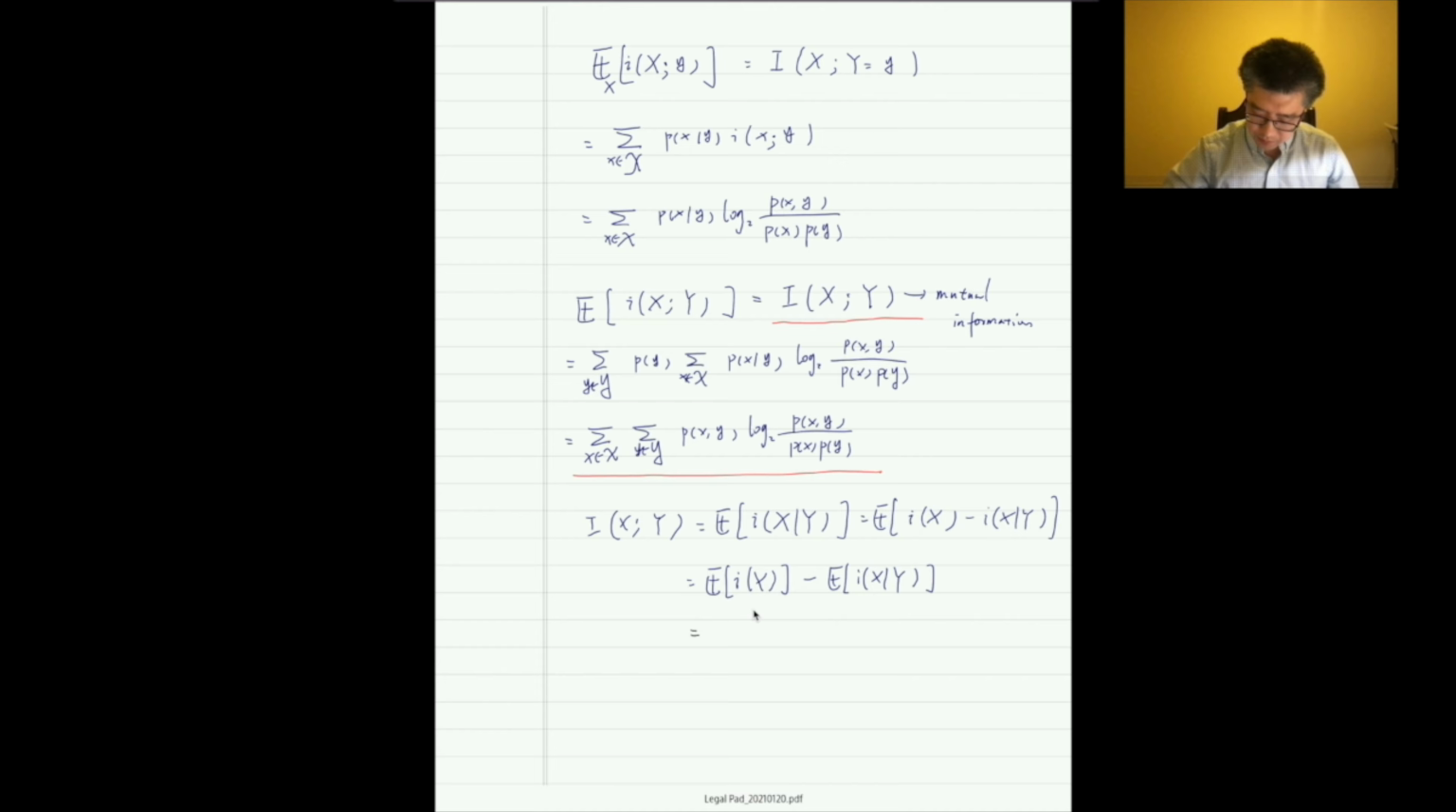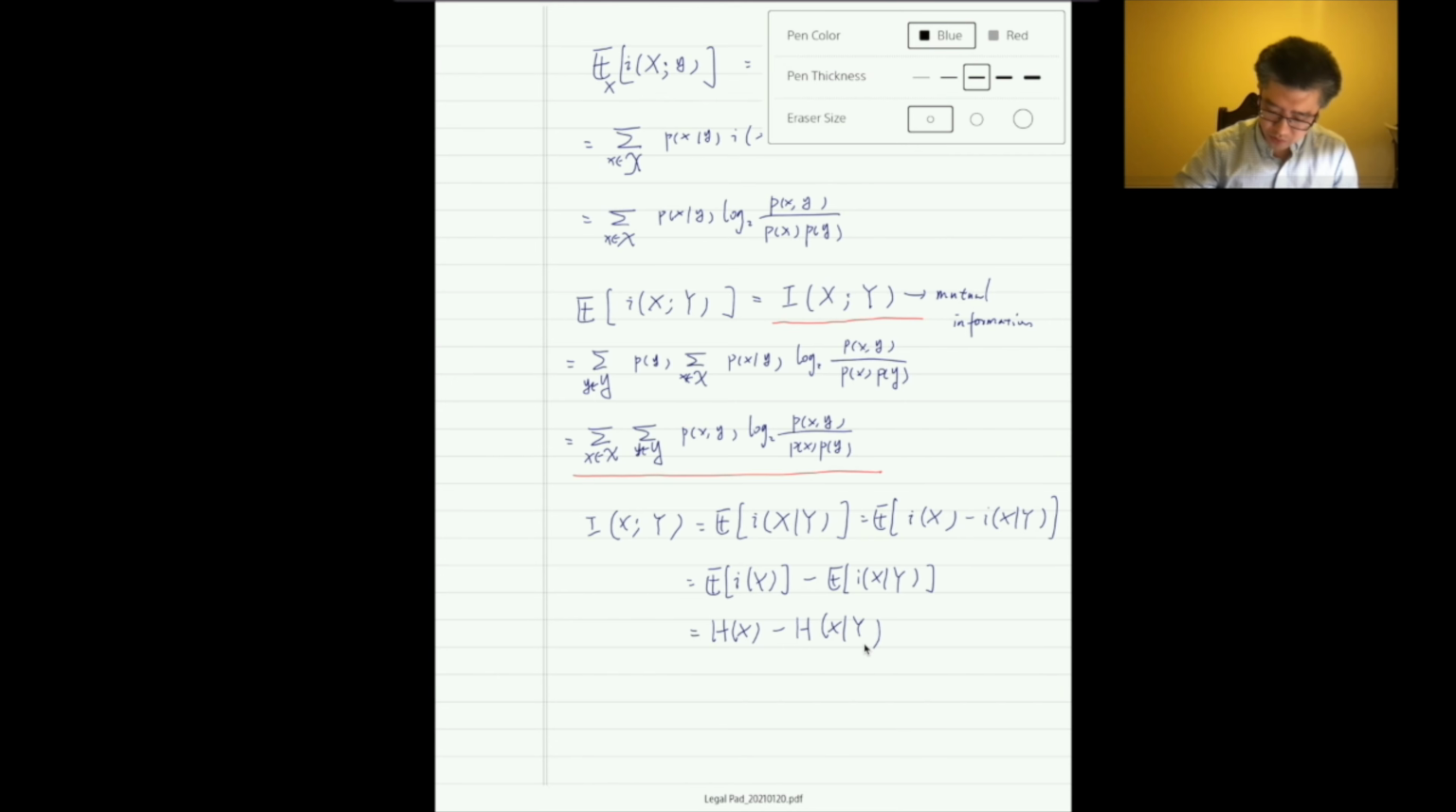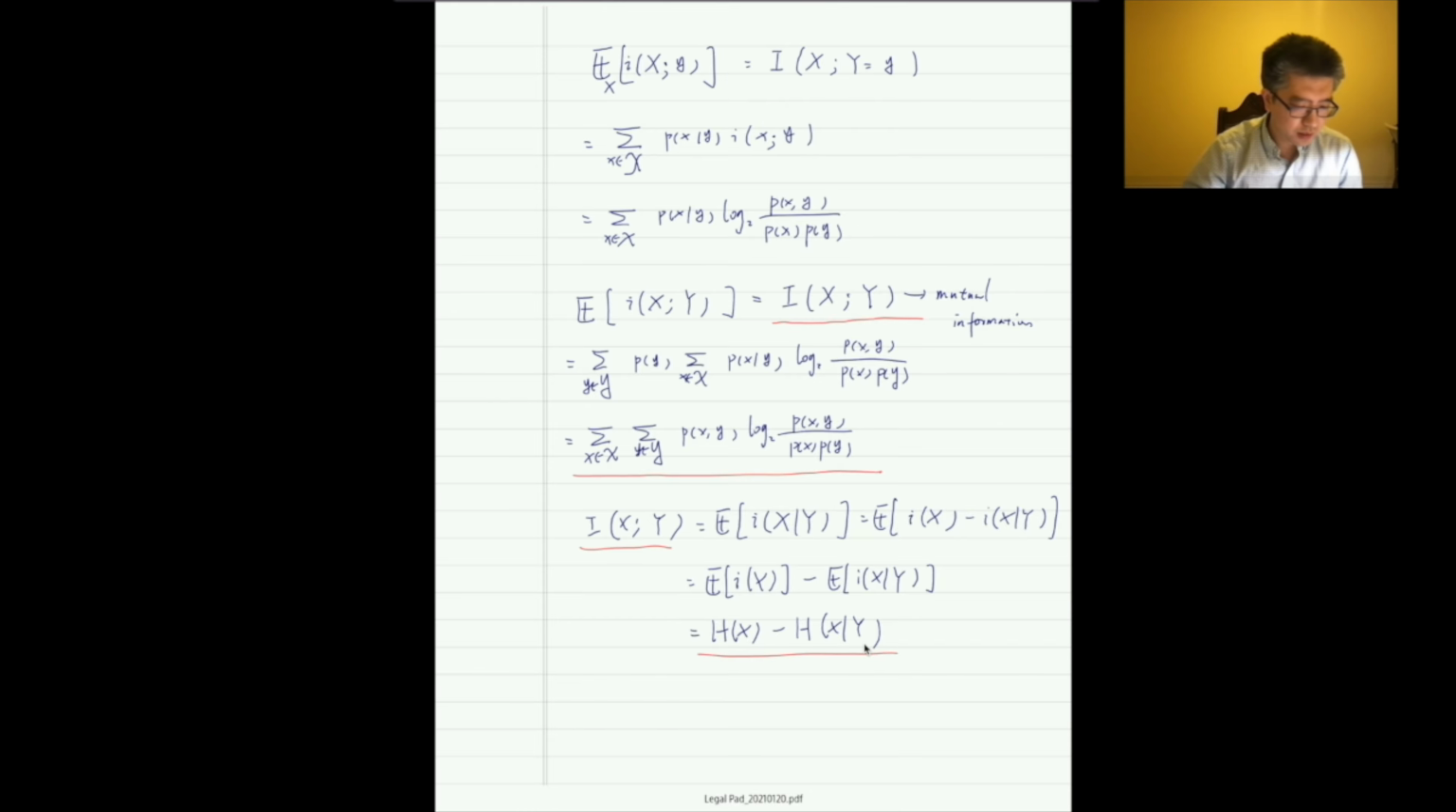The first term is nothing but the entropy of x, and the second term is nothing but the conditional entropy. Therefore, you can see that the mutual information basically means the uncertainty of x minus the uncertainty of x given y. It means the reduction of the uncertainty if we observe y, of course in the average sense. So this formula is a very important formula that everybody should be extremely familiar with.